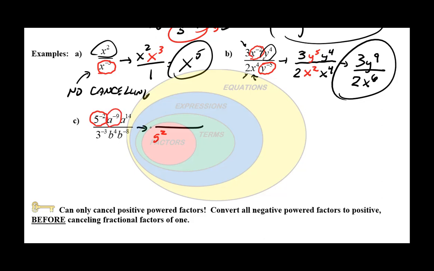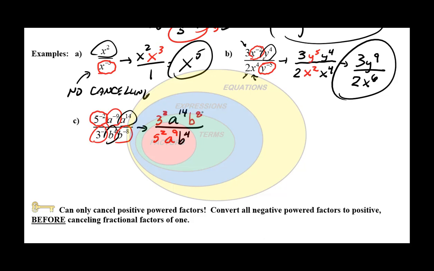A to the negative 9 is a factor and moves to the denominator as a to the 9th. A to the 14th is a factor that stays in the numerator. It's a positive exponent. 3 to the negative 3 in the denominator moves to the numerator as 3 cubed. B to the 4th is a positive exponent, so that stays in the denominator. And then b to the negative 8 would move to the numerator as b to the 8th.